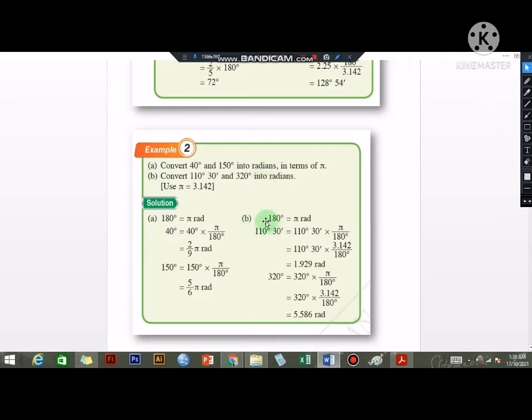Let's look at this one, B. 180 degree, this one is the basic knowledge, it's just stated to you. Just ignore. 110 degree 30 minutes is equal to, look at this one.